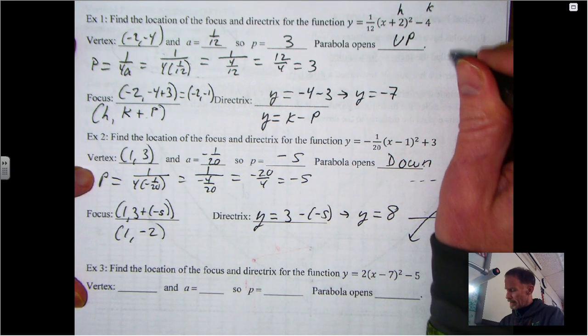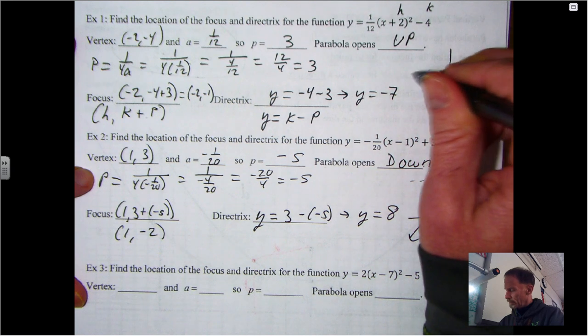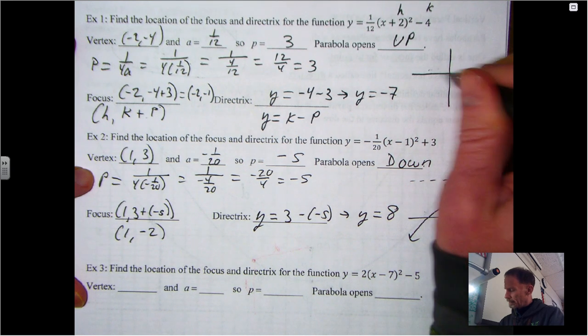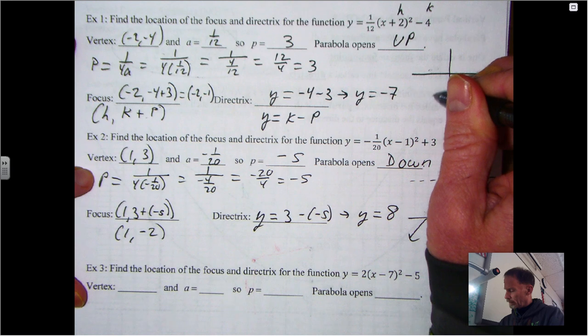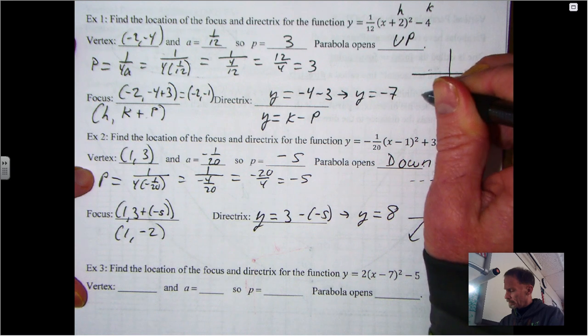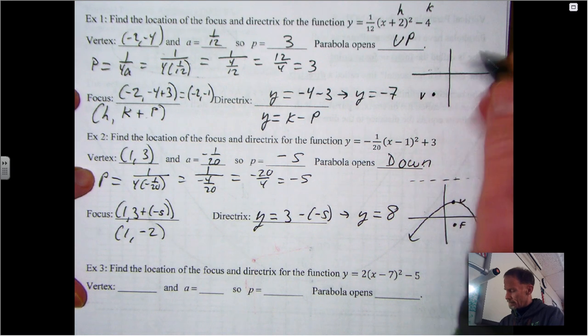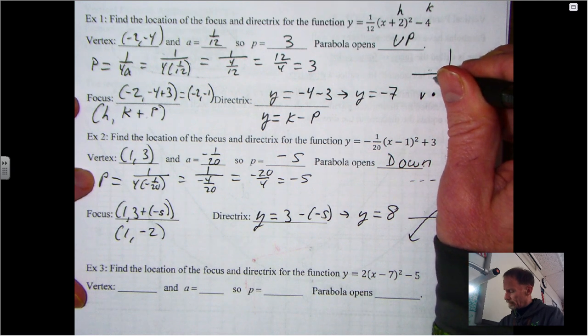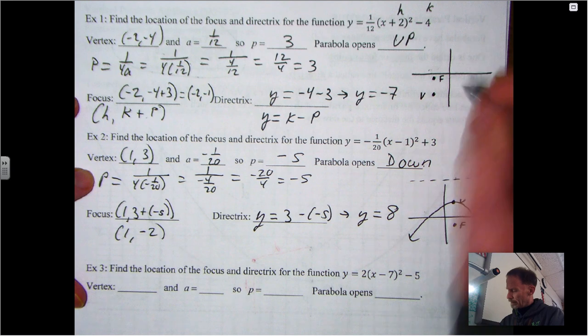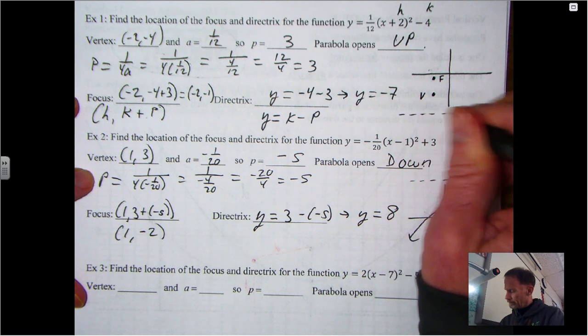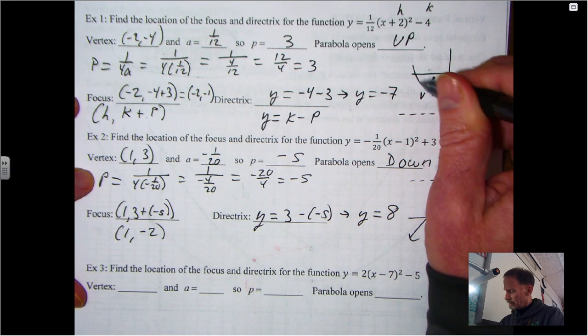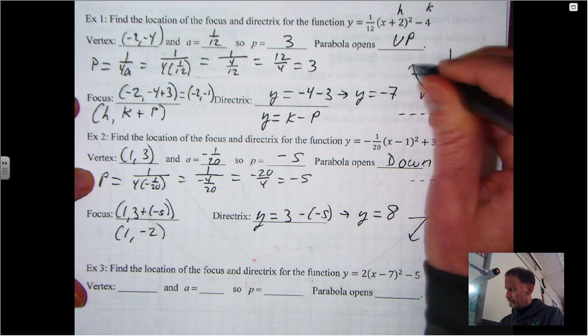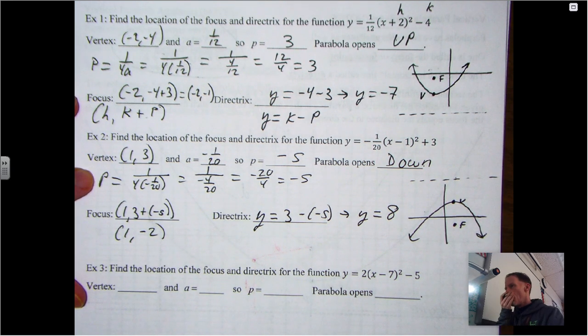Same deal on the first example. If I sketch this one, so -2, -4, like down here somewhere, and then my focus, if I go up 3, so about right there, if I go down 3, about right there, so there's your parabola. Okay?